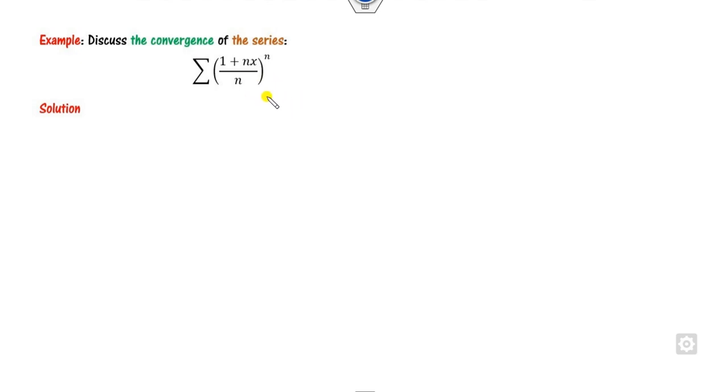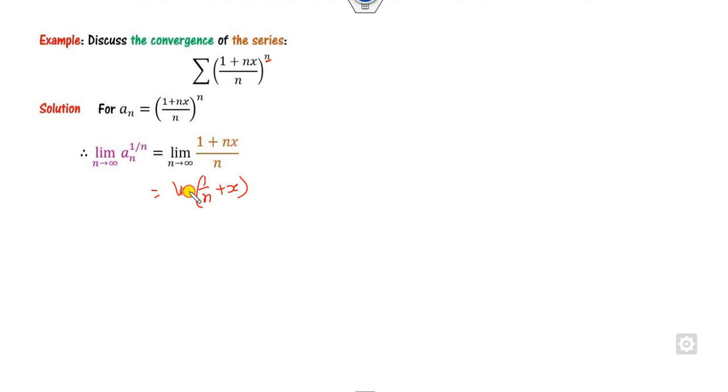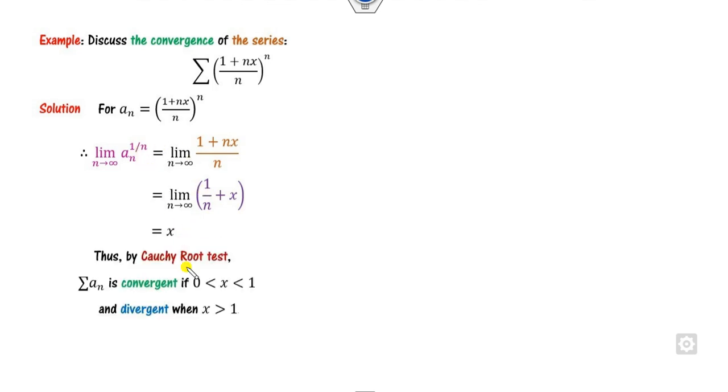Again, we will see this example. Again, the nth power is given here. We will find this. So what is the limit of this? I can write this number as this firstly. So what is the limit as n approaches infinity? This part is 0. Again, it will be x. So when this is less than 1, by the root test, it will be convergent and otherwise divergent.